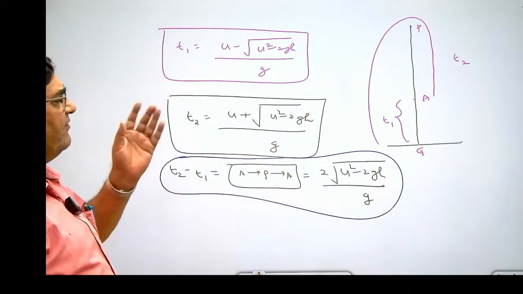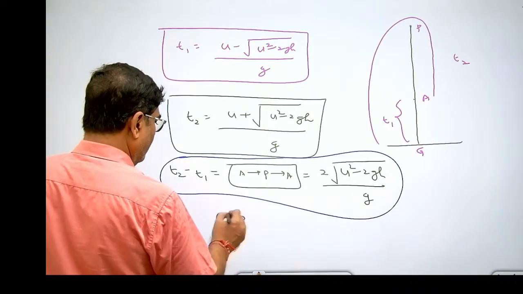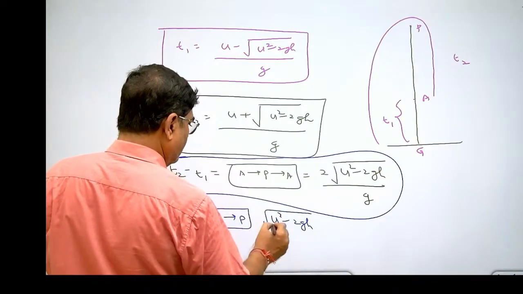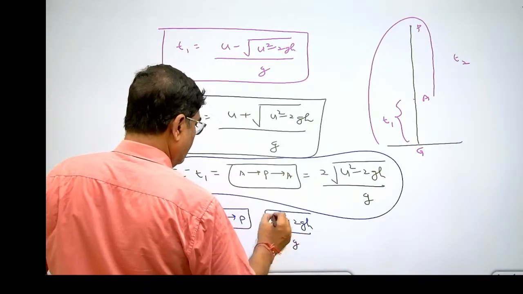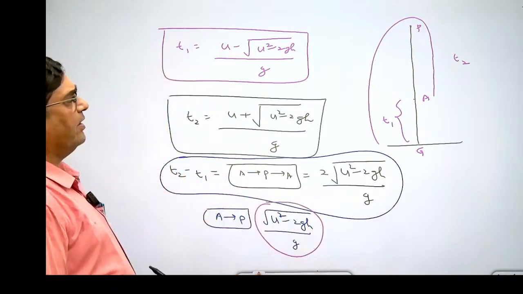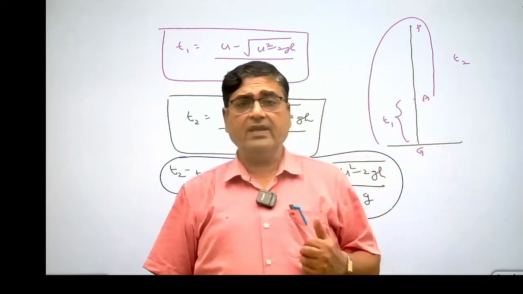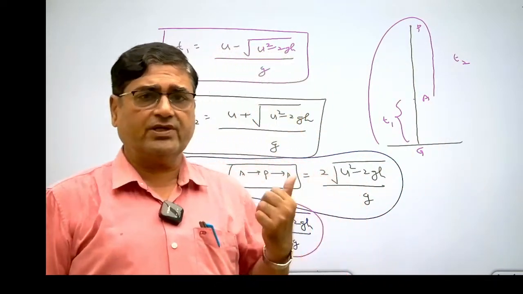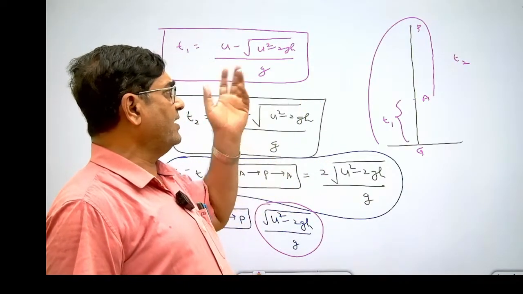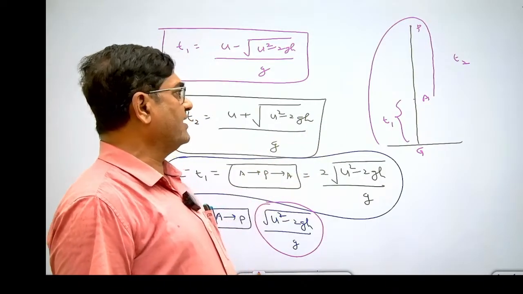Dear student, the particle will take the same time from A to P and P to A. So from A to P, the time is under root u square minus 2gh upon g. This is the time taken by the particle from A to P. So dear student, you have seen what happens when a particle is thrown vertically upward with velocity u. We have calculated the maximum height, the time taken by the particle in moving from ground to highest point, and the two times when the particle will be at the same position.